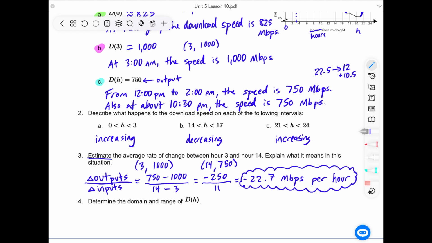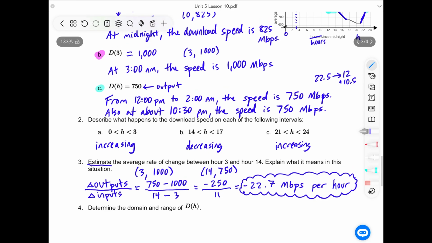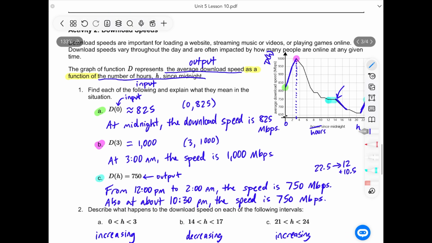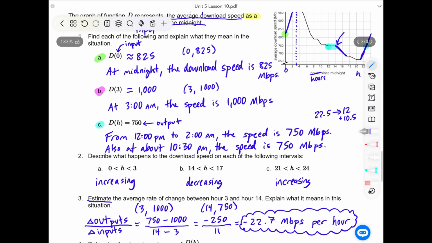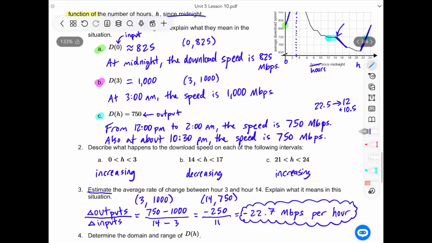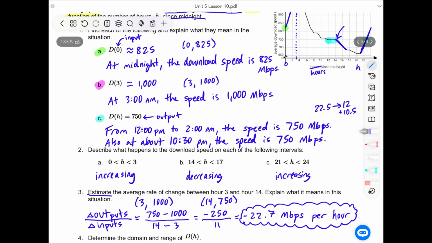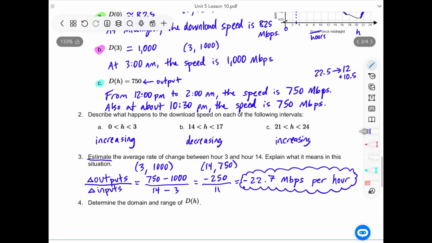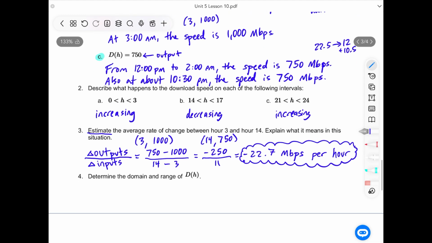Finally, number 4, determine the domain and the range of this function d of h. So let's focus on domain first, our inputs. If we're thinking about this, these download speeds are hours since midnight. Now, if we're measuring these for a single day, based on the graph we see, it appears that they're just looking at this for a single day. It seems like we would have all values from hour 0 to the next night at midnight, which would be 24 hours later.